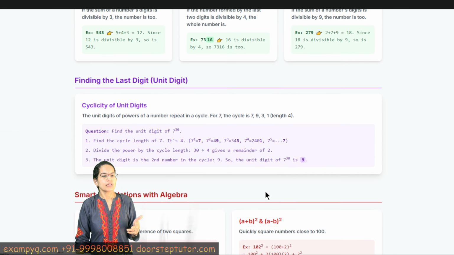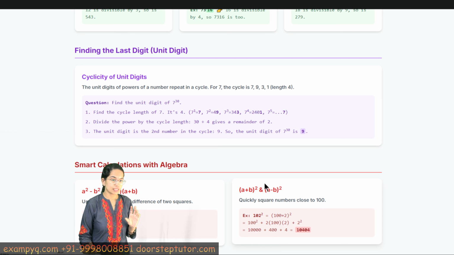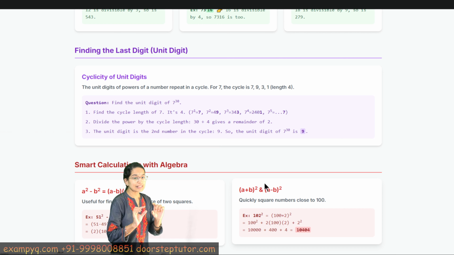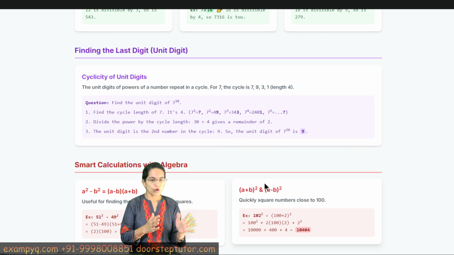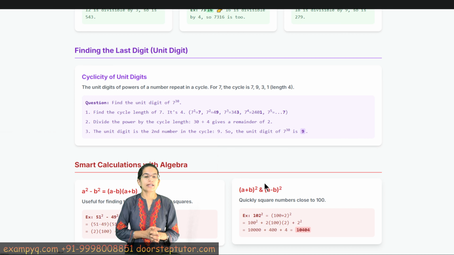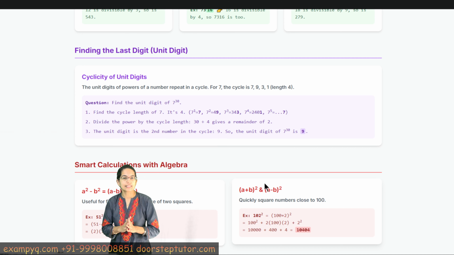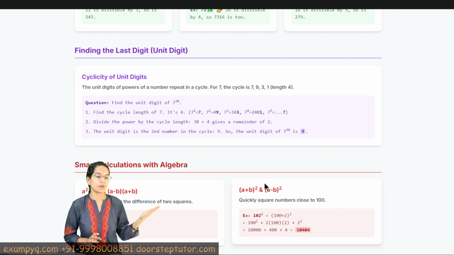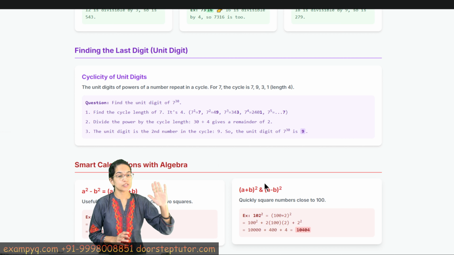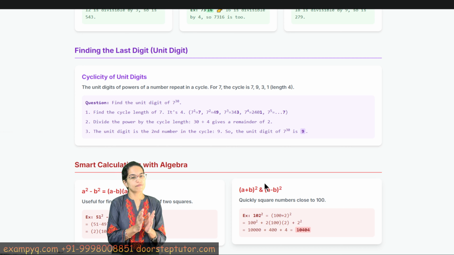Now the last topic that we are discussing is a very interesting topic, a little higher level topic, not for classes 5 to 6, but of course for 9th and 10th, and this is cyclicity of unit digits. Now for example, if I am asked to find out the unit digit of 7 raised to power 30, first of all, we'll find out the cyclicity.